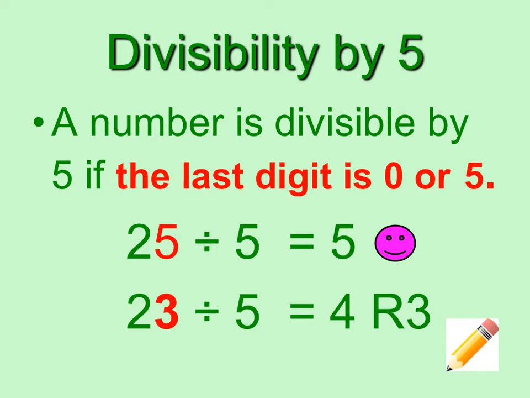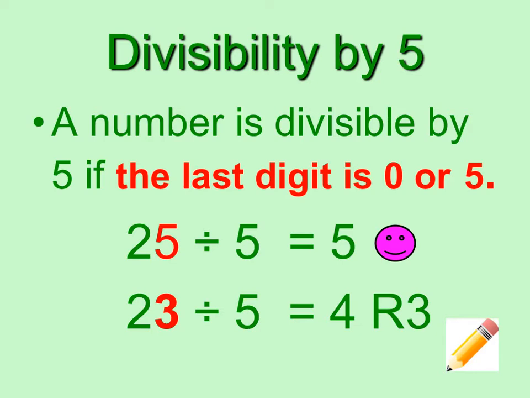What about a number being divisible by 5? You know when you multiply by 5, the answer always ends in a 0 or a 5. So you can tell that a number is divisible by 5 if the last digit is a 0 or a 5. Make sure to fill in your notes now to show that a number is divisible by 5 if the last digit is a 0 or a 5.